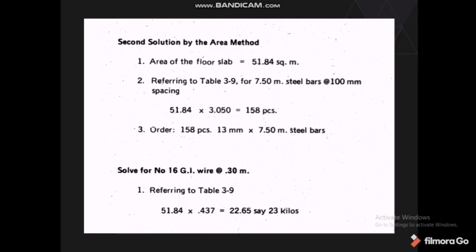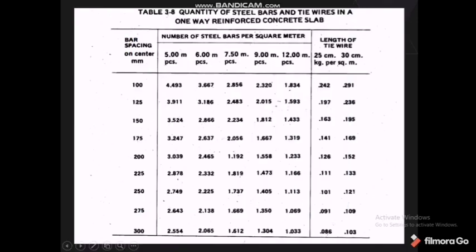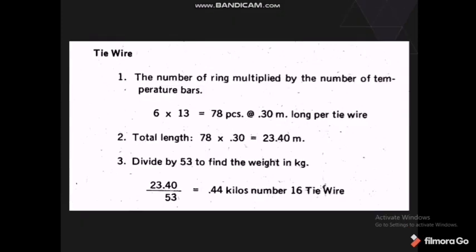For the second solution by the area method, the area of the floor slab is 51.84 square meters. Referring to table 3.9 again, which is not included in this PowerPoint, for 7.50 meter steel bars at 100 millimeter spacing, the area of the floor slab is divided by 0.3050 equals 158 pieces, 13 millimeter by 7.50. This is table 3.8, quantity of steel bars and tie wires in one-way reinforced concrete slab, which is the table being used in this problem.